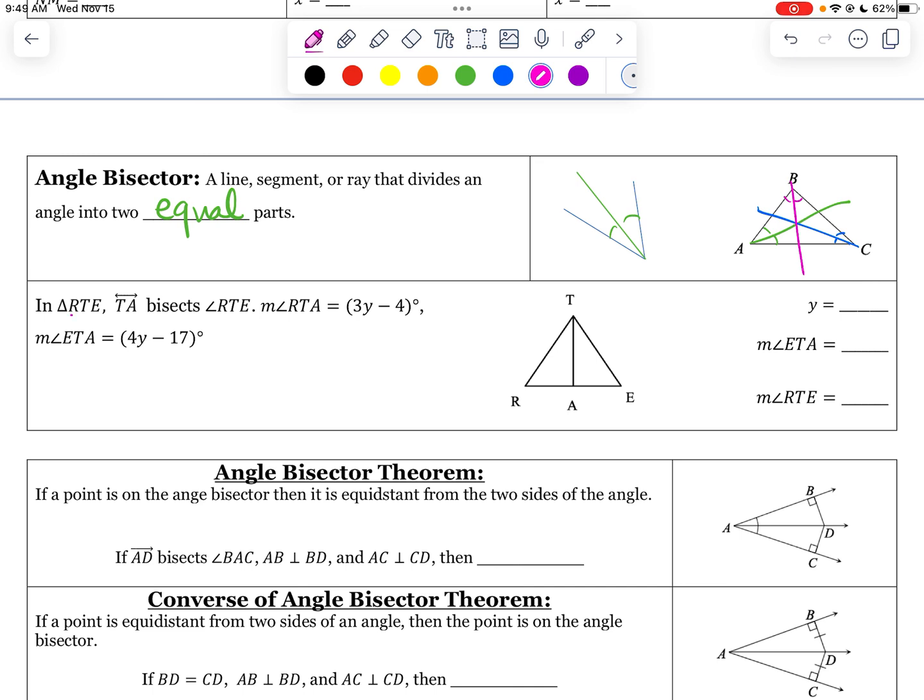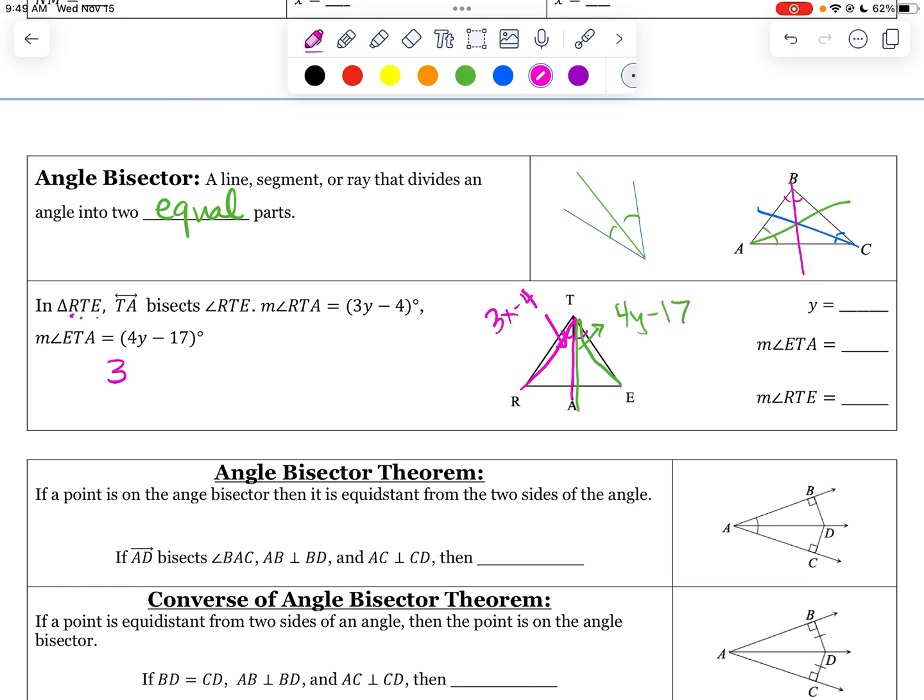So if RTE, it'd be great if I read the right things. If RTE, TA bisects this angle. So we know that these 2 angles are going to be congruent. The measure of RTA, this one, is 3y minus 4. The measure of ETA is 4y minus 17. They have to be equal.